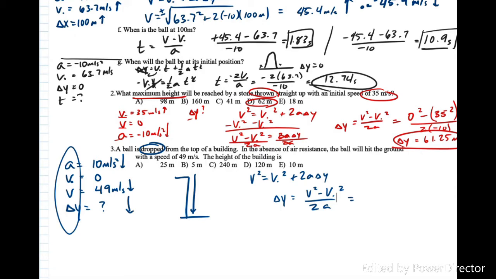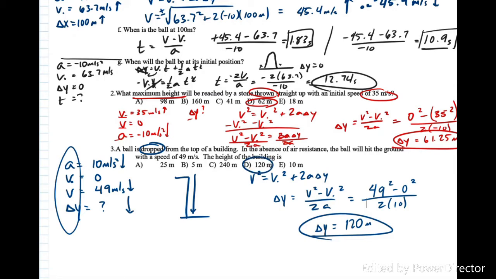So that delta y is, well, they tell me 49 squared minus 0 squared over 2 times 10. So the delta y, put that into our calculator, comes out to be 120 meters, and that's still down. So that tells me the building is 120 meters from the ground.